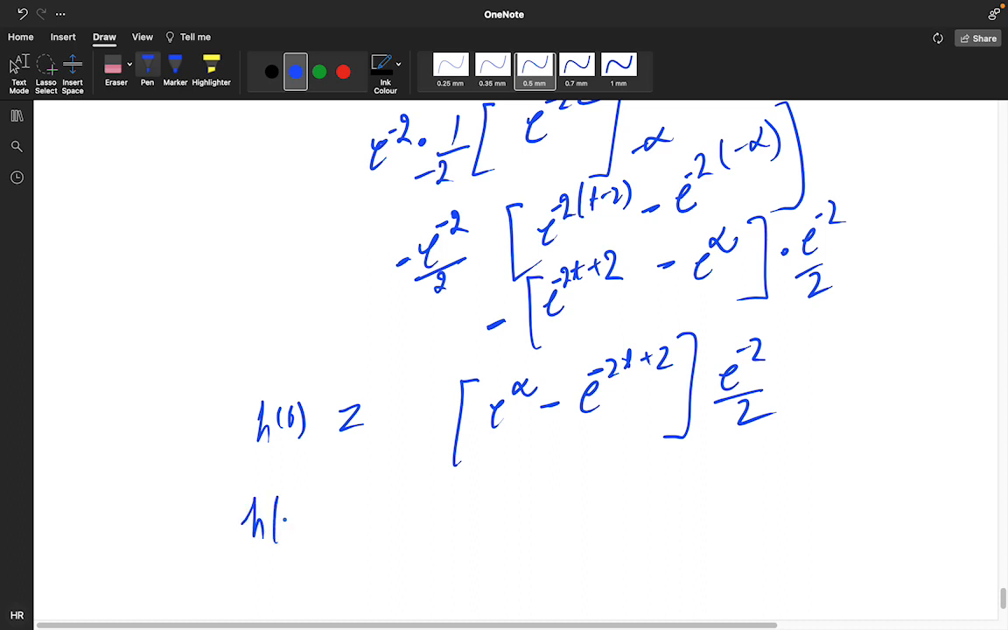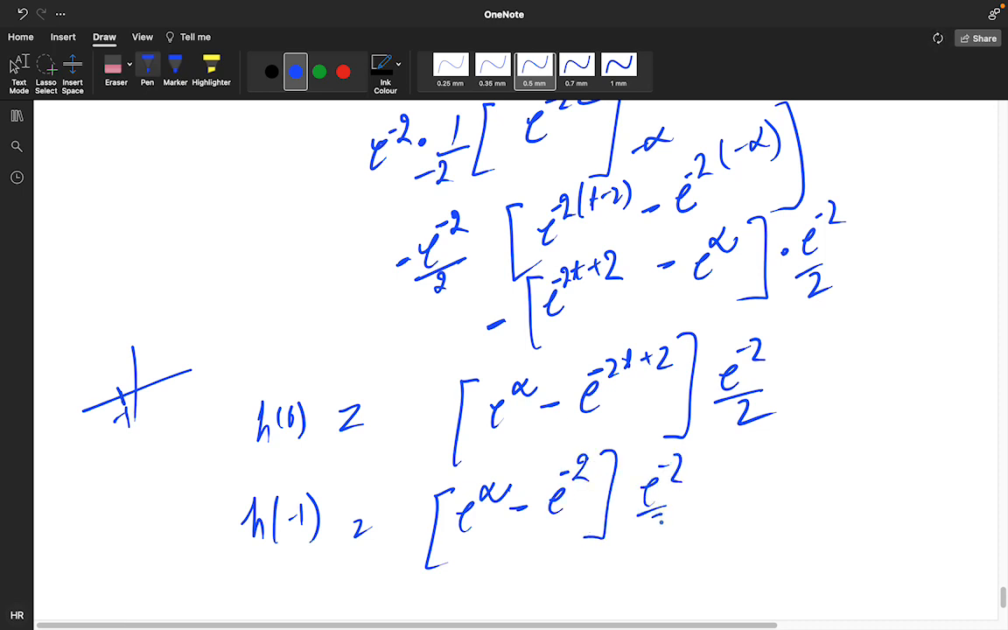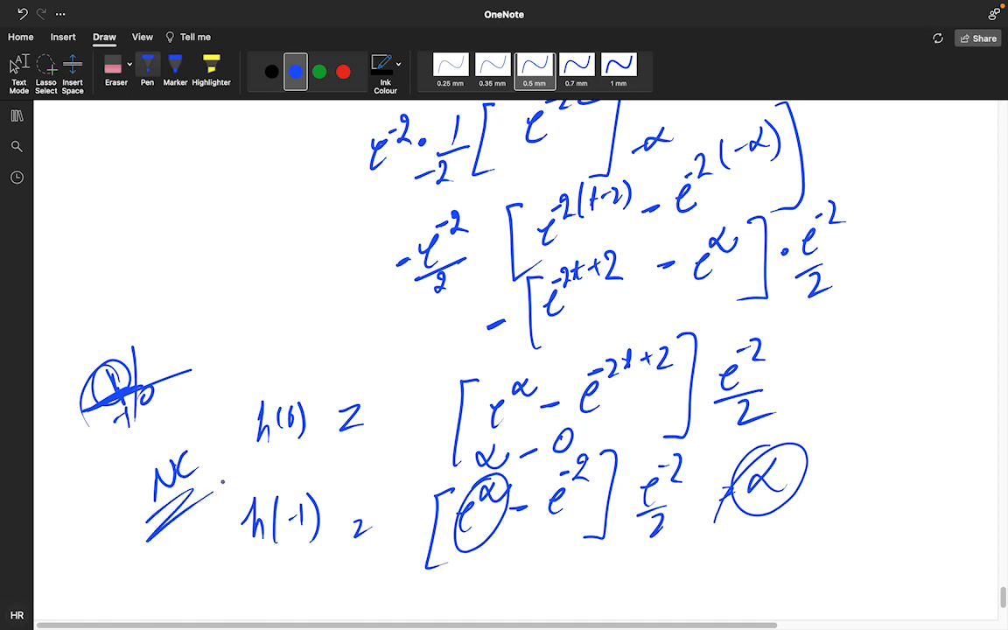If you put h of minus 1, it is this. If it is non-zero, then the system will be non-causal. E power infinity minus e power minus 4 plus 2, so e power minus 2 and e power minus 2 by 2. So this is infinity, and infinity minus anything will give you infinity only. So before 0, some value is coming. That means this system is non-causal. Correct? This system will be non-causal.